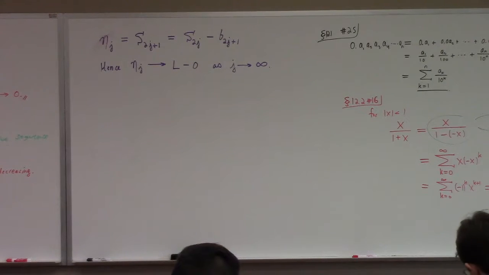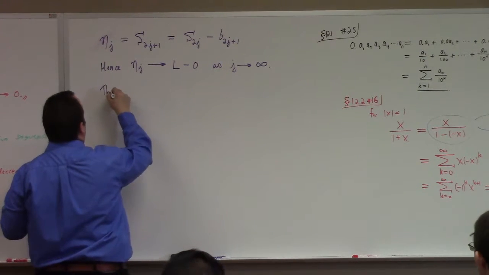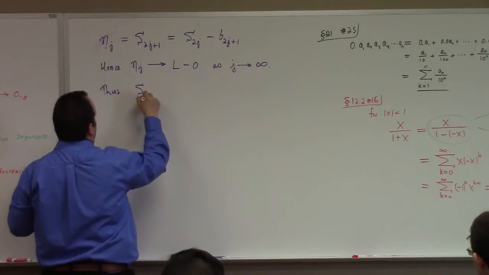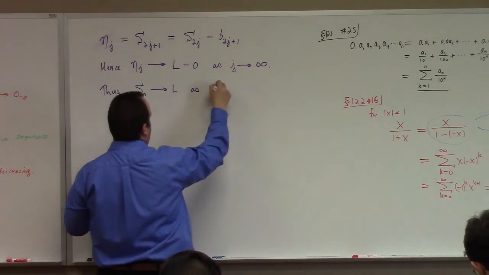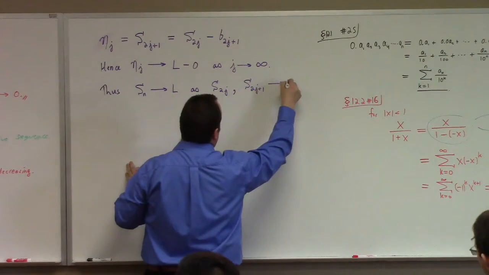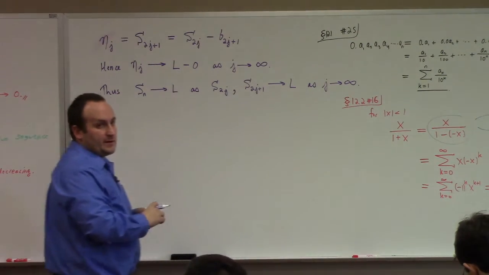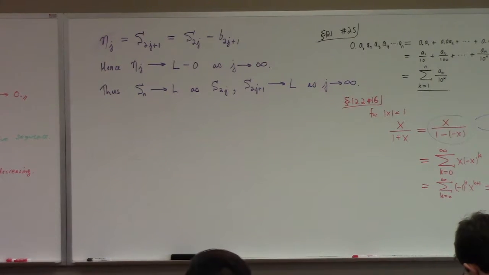So now what we've shown is that both the even subsequence and the odd subsequence of the sequence of partial sums are both converging to L. So thus, S sub n goes to L as S sub 2j and S sub 2j plus 1 both go to L as j goes to infinity. That was proved earlier in the homework. I didn't assign it to you guys, but if both the even subsequence and the odd subsequence of a given sequence go to the same value, then the sequence also goes to that value.